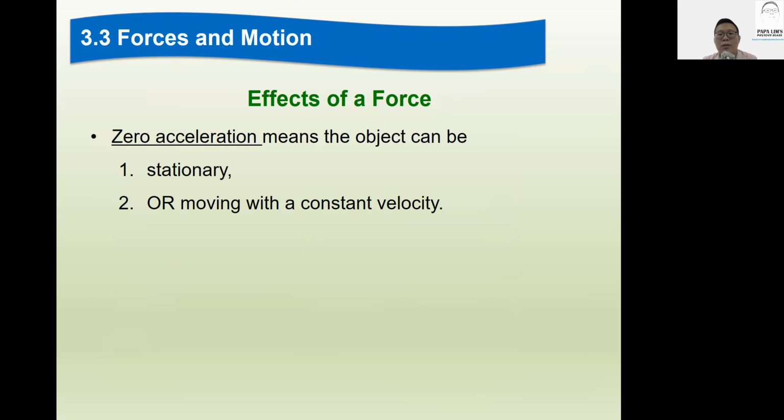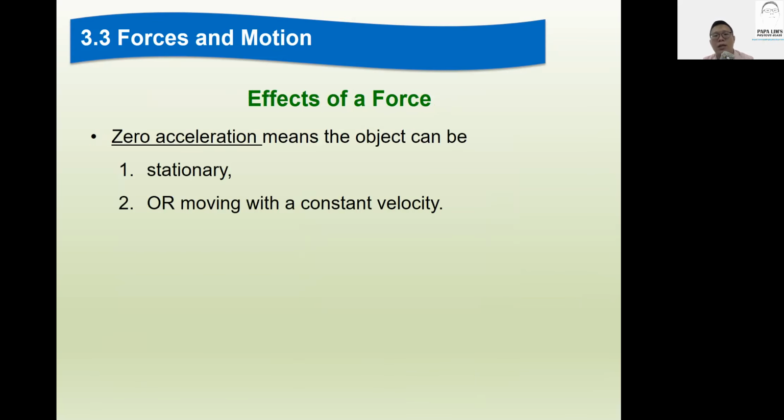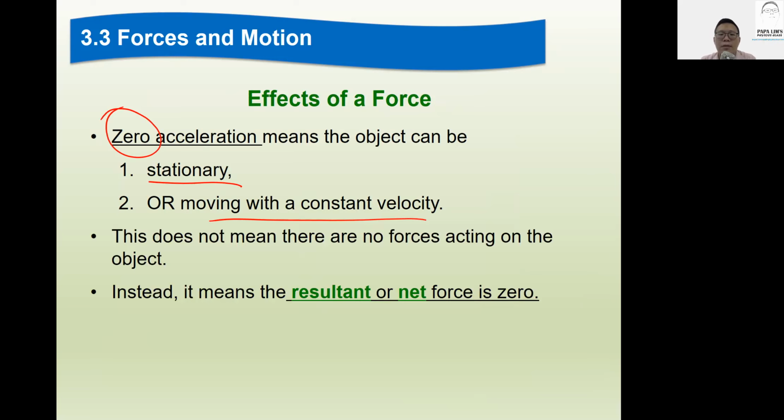Okay, so when an object experiences zero acceleration, you'll find that zero acceleration actually implies that the object can be stationary or is moving at a constant speed. Now, how can it be stationary? We all know that the thing is not moving, it's not having any speed. As a result, it is not having any acceleration. This I think is quite easily understood.